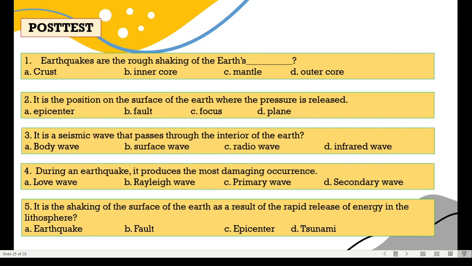So, let's check. Number 1 is letter A, crust. Number 2, A, epicenter. 3, A, body wave. 4, A, love wave. 5, it's A again, earthquake. So, that's the correct answers from 1 to 5, all letter A.